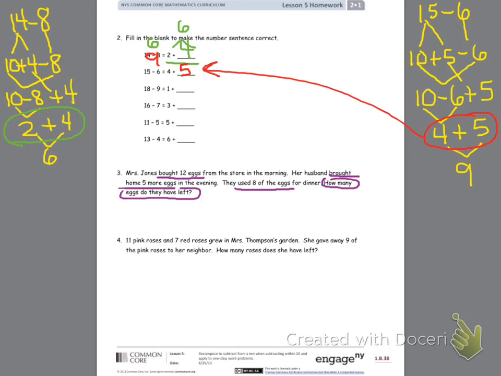One way I think that would be easy to solve this problem is to write an equation like we've been doing. So Mrs. Jones bought 12 eggs. I'll write a 12. Her husband brought home 5 more eggs. If he's bringing me more, I better add. But then they used 8 of the eggs for dinner. If I'm going to use some up, I'm going to end up with less, so I have to subtract. And now, if you continue in the same fashion that we've been doing in the margins, you can see how to solve this problem relatively easy. I'll finish it in the margin.